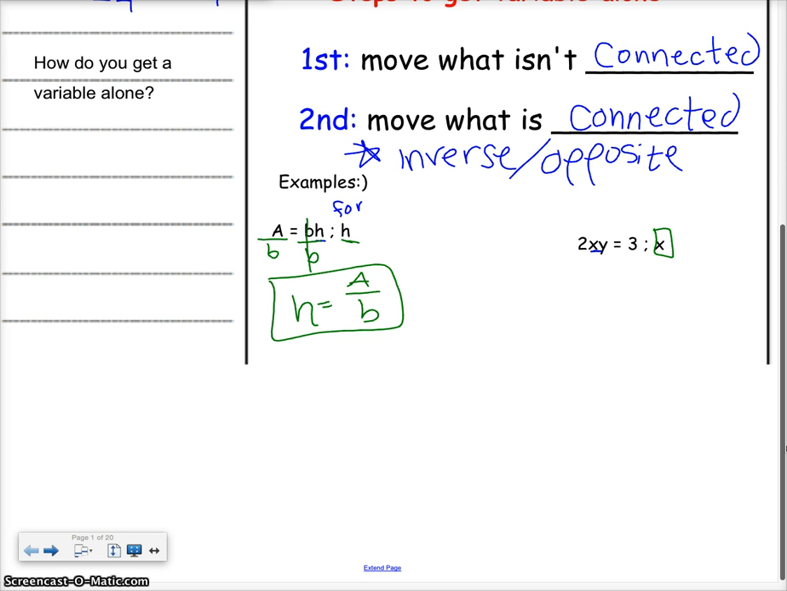This all represents multiplication: 2 times x times y. The inverse of times is divide, so I'm going to divide by 2y. Do it to both sides because that's algebra. Both sides, balance. The 2's cancel. The y's cancel. What's left? X. X equals 3 over 2y. I'm done. You want to know why I'm done? Because I got x all by itself, so I don't need to move anything else. I got x alone because that's what I wanted. X is alone. Here I wanted H alone. That's what I got. H was by itself.